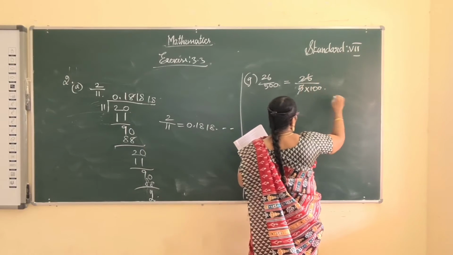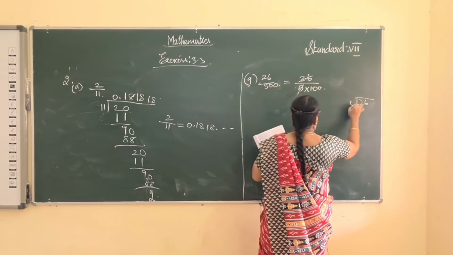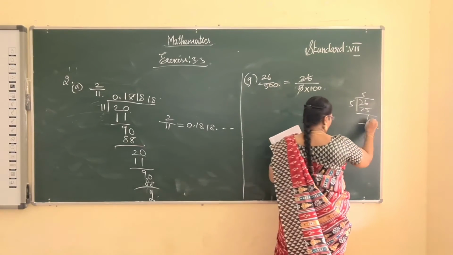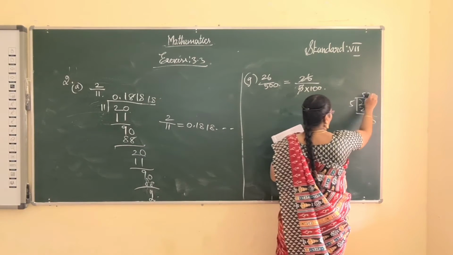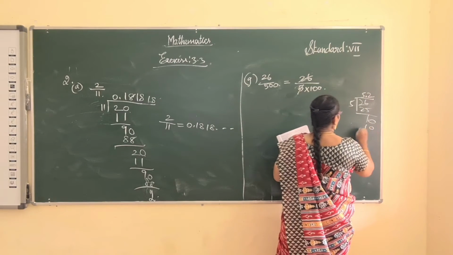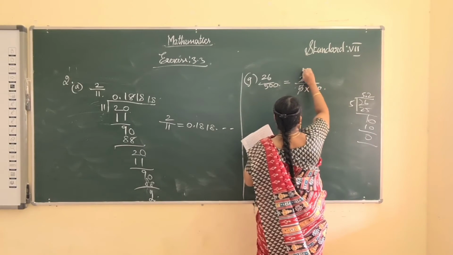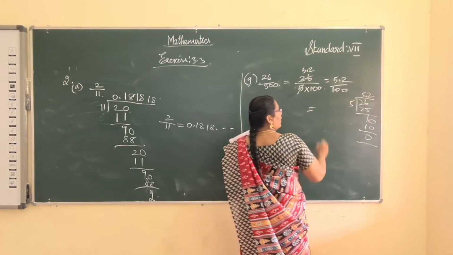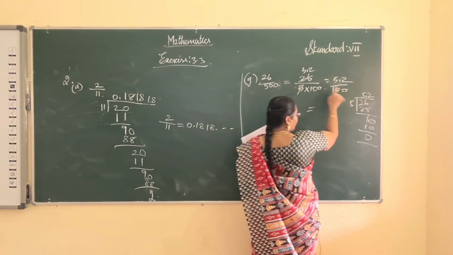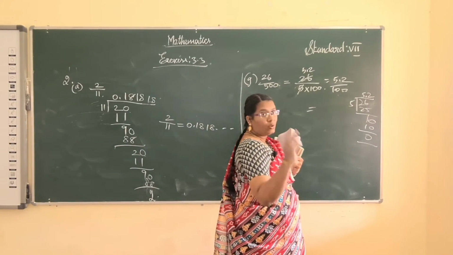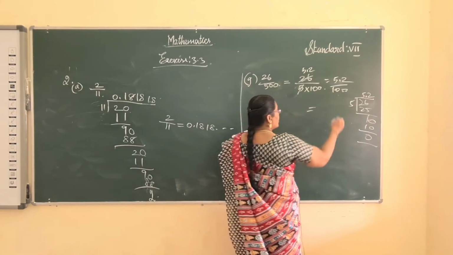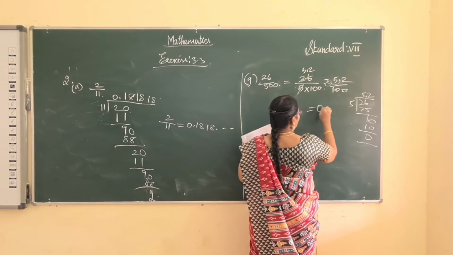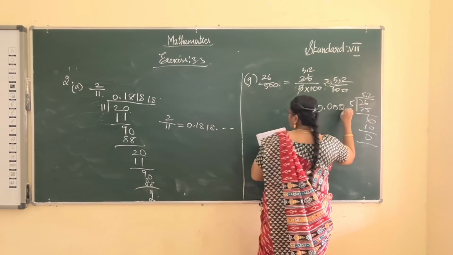What do we get here? How many times? 26, 5 fives are 25, remaining 1. Add 0, 2 times. The remainder will be 0. So cancelling 5, we get 5.2 divided by 100. We have to move the decimal point backward. How many decimal digits? 2 digits, because the denominator value was 100. So in this place add 0. So the answer is 0.052.